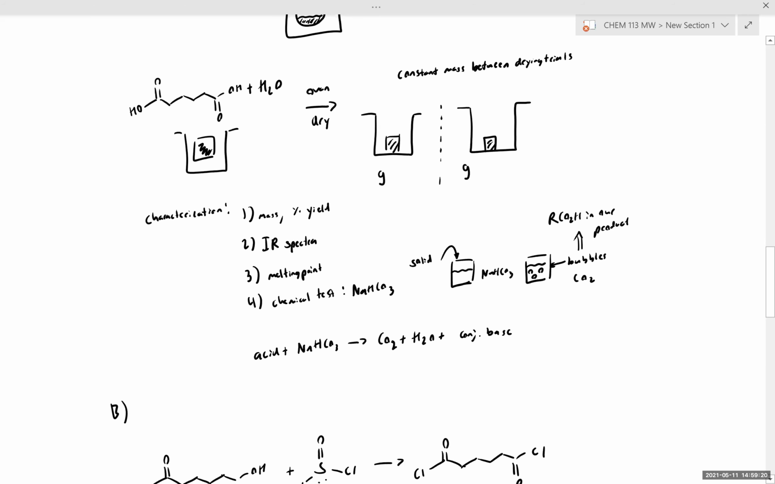Really pay attention to the IR spectra. We'll also take a proton NMR spectra as well. That's extra data, but I find the proton NMR is quite informative.